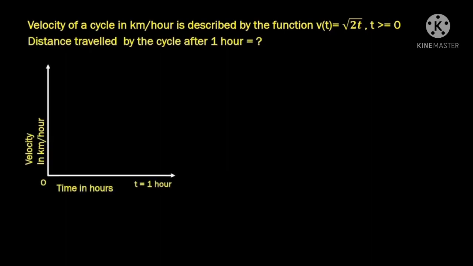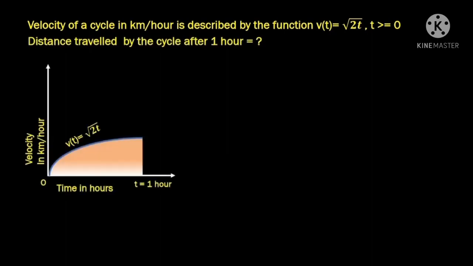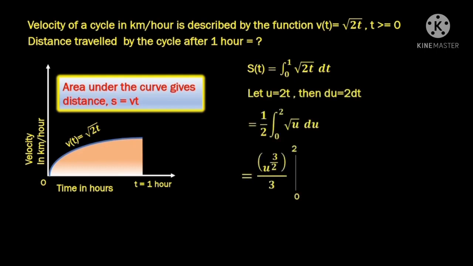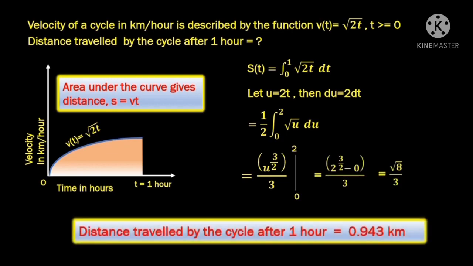Well, we know that the area under the velocity time graph will give us the product of velocity and time, which is nothing but the distance that this cycle has travelled. Now, this very area can be easily found by integrating the velocity function from 0 to 1 hour. So, by doing these calculations, friends, we can easily find out that the distance travelled by the cycle after 1 hour is 0.943 kilometers.